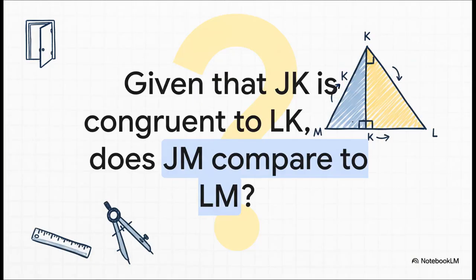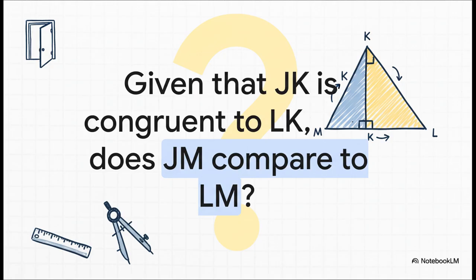Let's kick things off with this one. Take a good look at the diagram. We have this one big triangle that's been split into two smaller ones. Now, we're told that side JK is the same length as side LK. And you can see they both share that middle side KM.